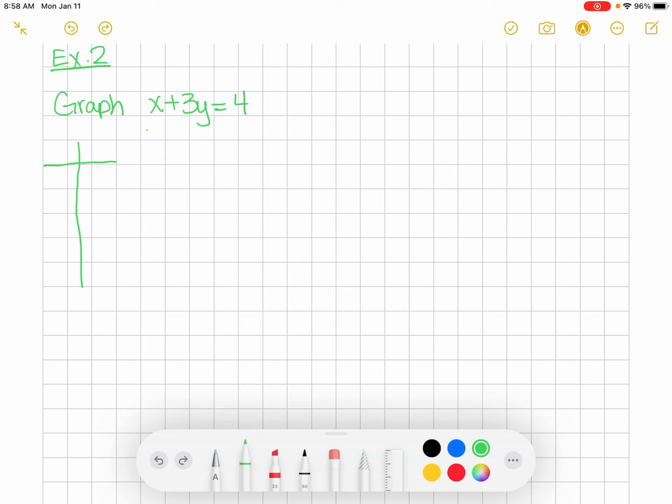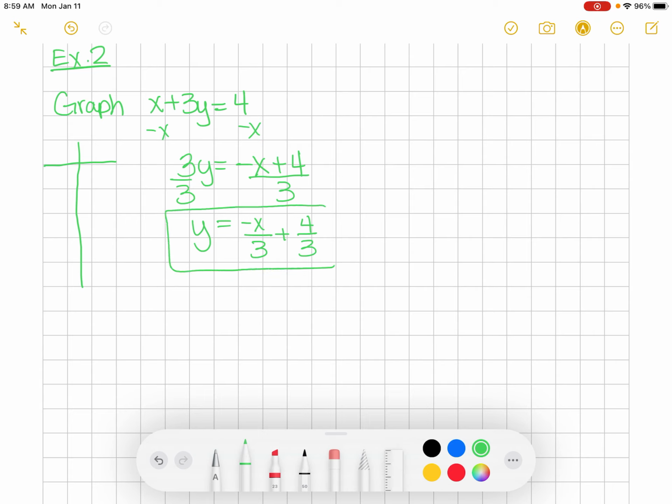So if I was solving this for y, I would minus x. So that would give me 3y equals negative x plus 4. And then I would divide everything by 3, which would mean y equals negative x divided by 3 plus 4/3. Okay, now this makes it so that all I have to do is pick an x and put it in here and solve the problem, and it will give me y.